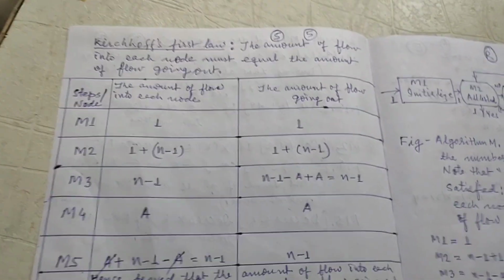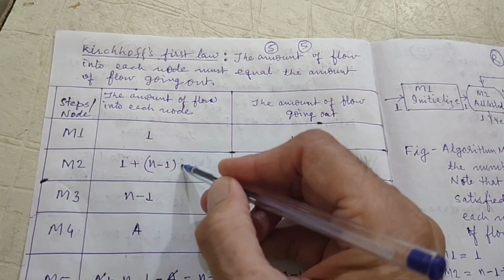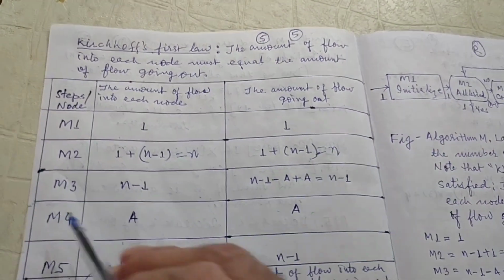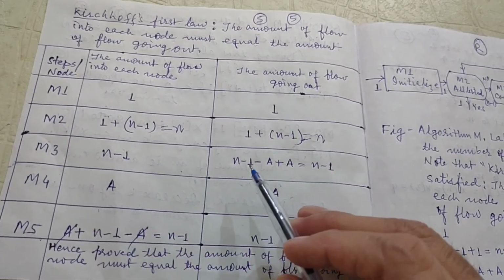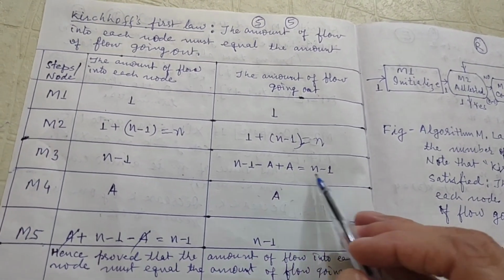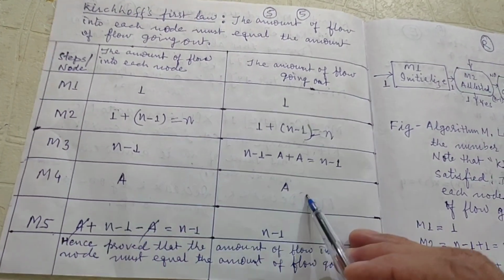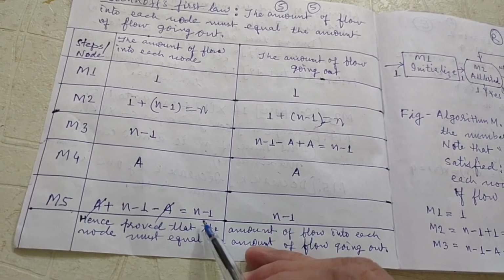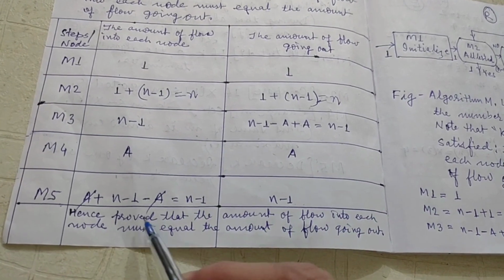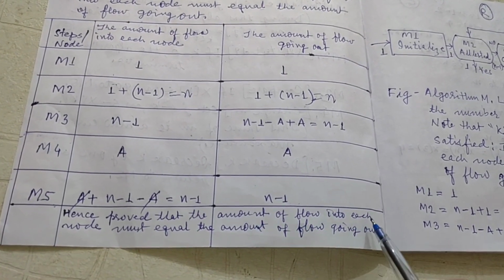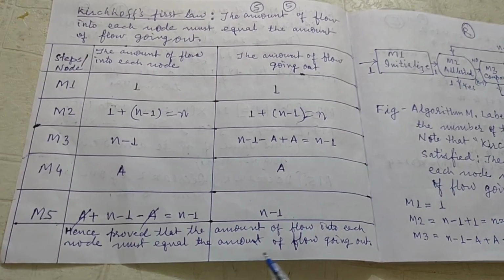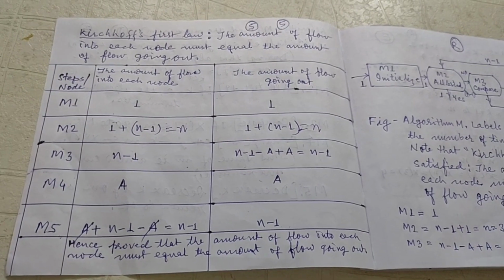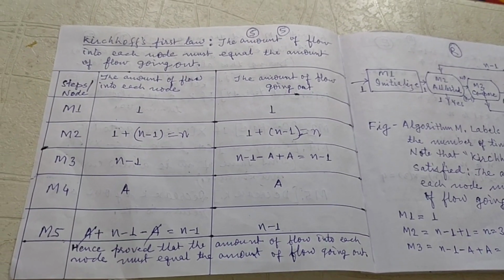This is equal to n. M3 is n minus 1 coming in, and n minus 1 minus a plus a, which is n. M4: a. M5: a plus n minus 1 minus a is n minus 1. Hence proved that the amount of flow into each node must equal the amount of flow going out. So this is Kirchhoff's first law, which is satisfied in this case.